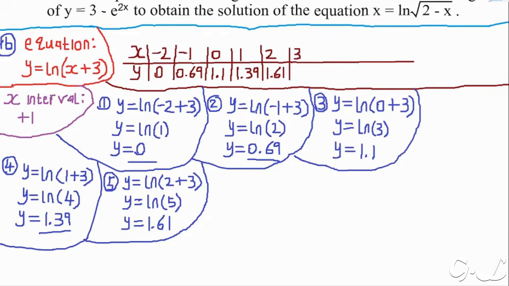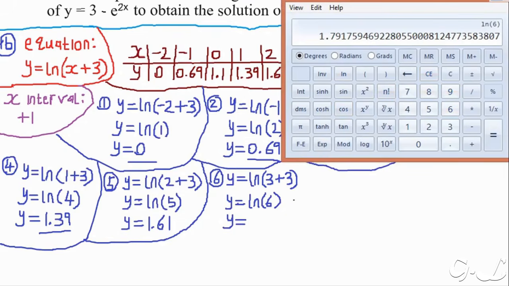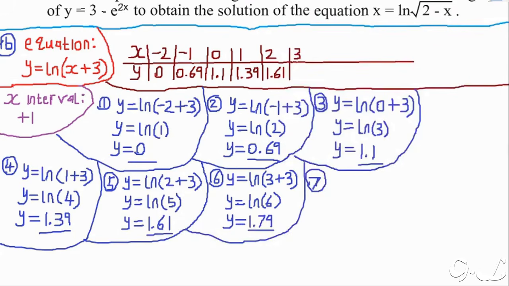Again, 2 plus 1 is 3, so you have to write 3 there. Where there is x, you replace it with 3. When you do the calculations, those in brackets will give you 6. Then you use your calculator to find the natural log of 6. It will give you 1.79.